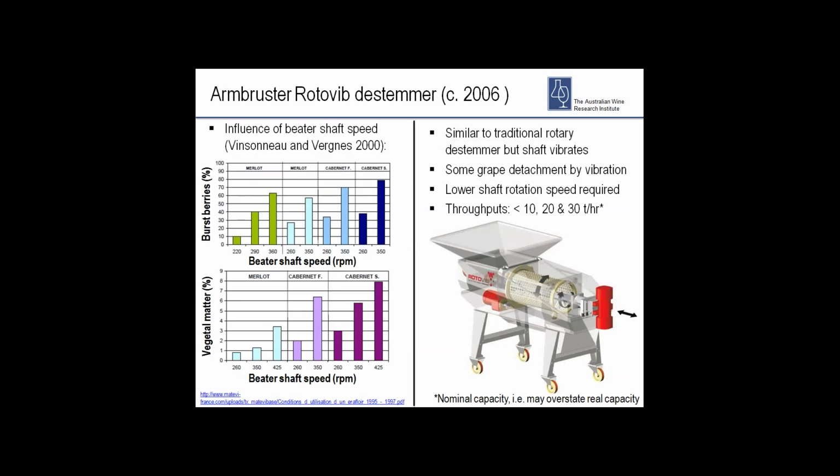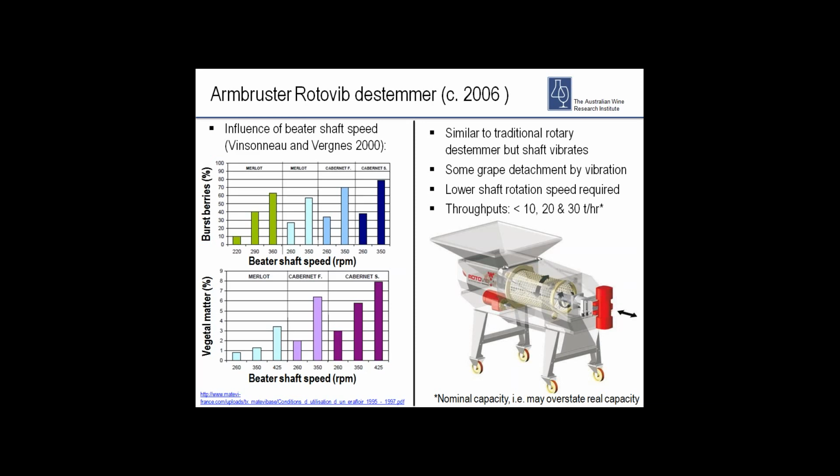So with rotary destemmers, I've got some information here on the left of the slide regarding their performance with different beater shaft speeds. It's been shown that with higher beater shaft speeds, as you might expect, more berries are burst, and there's more residual vegetal matter, stem fragments, etc., ending up in the product.